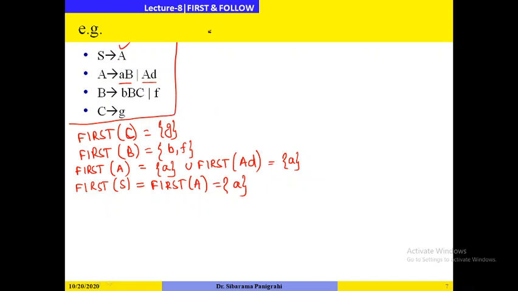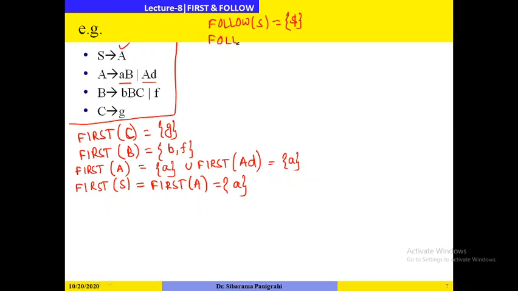Now let us compute the follow. So first, we will compute follow of S. What is the follow of S? I want answers from your side. Dollar. Very good. So follow of S is dollar.